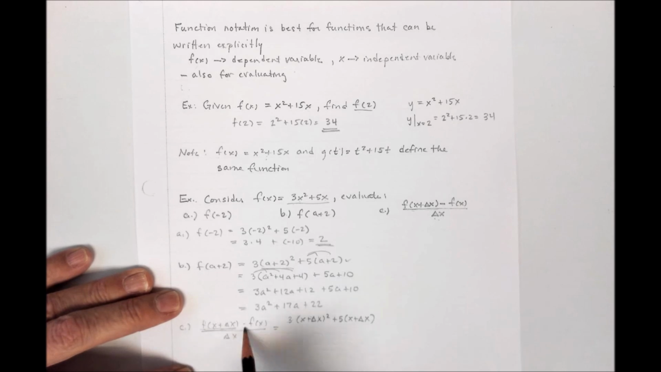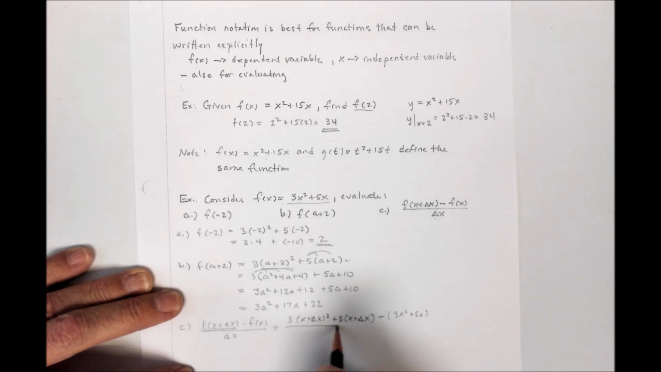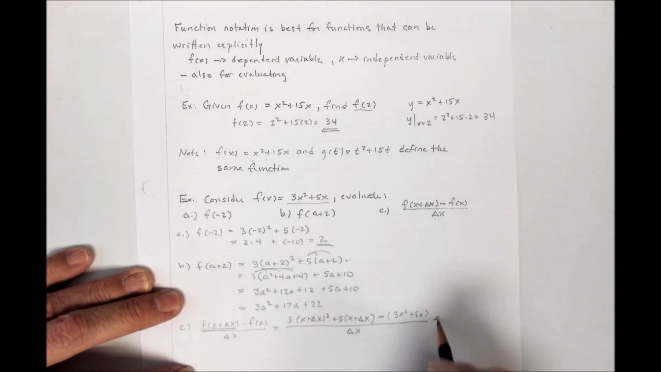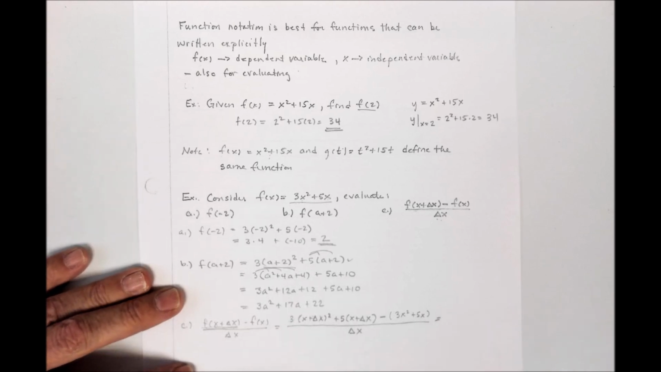Now I'm going to subtract from that f of x. And that's f of x, the original. So in parentheses, 3x squared plus 5x. And then I'm going to divide all of this by delta x. Now, most of the work here is not the part that I've just done. Most of the work is simplifying this.